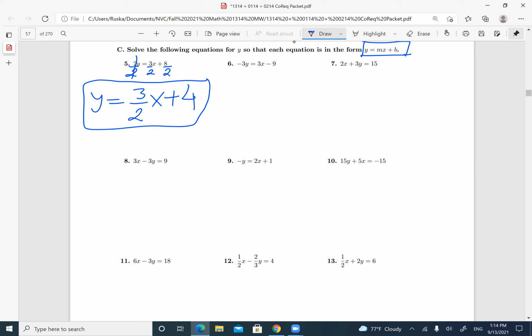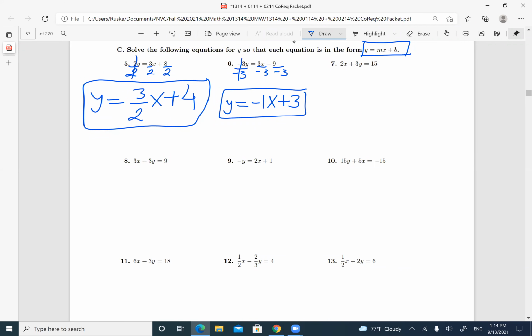Next one, we're going to divide by -3. When I divide by -3, you have to be careful with the negative. So negative divided by negative is positive 1y equals -3 divided by -3 is -1x. And then -9 divided by -3 is +3. And this is my answer. Okay?